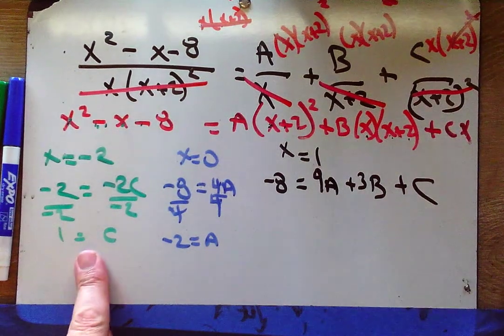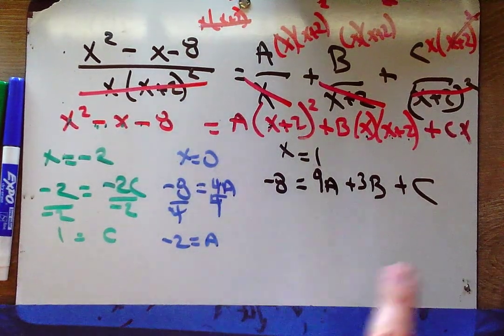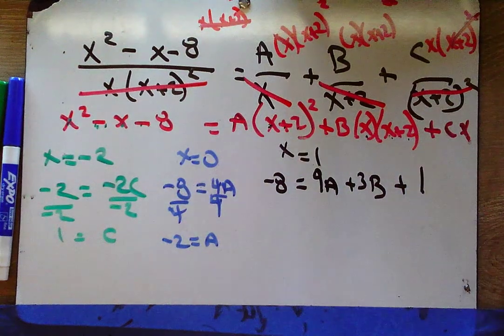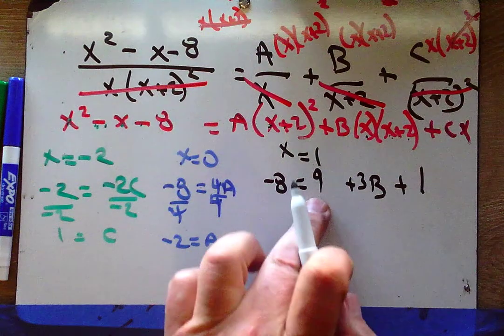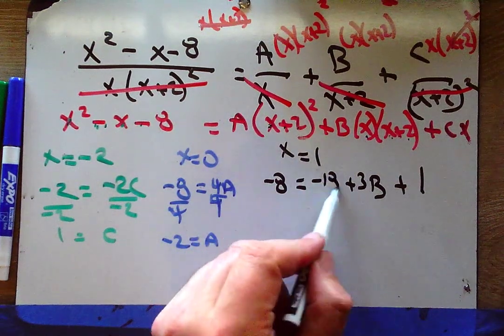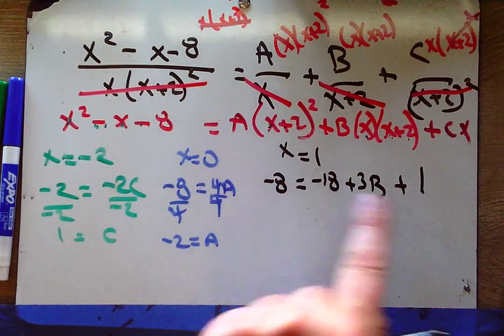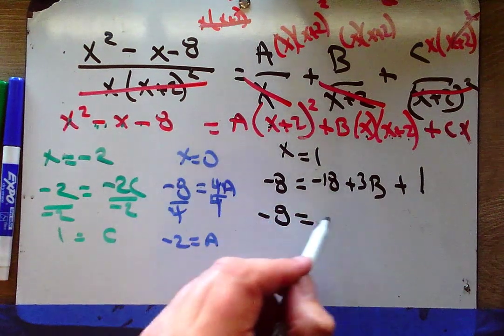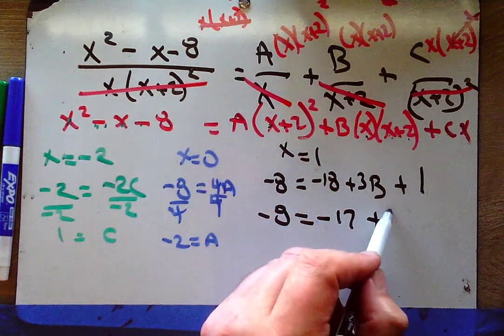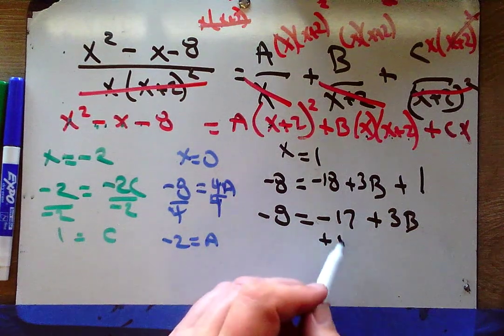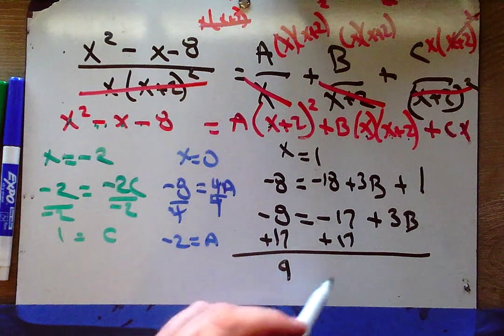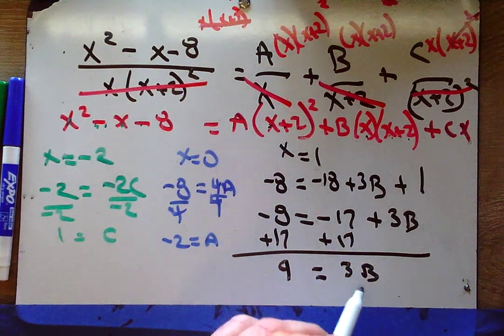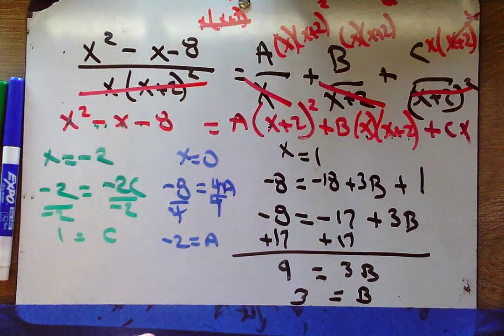Okay, well, luckily we know what c is, and we know what a is. So I'm going to plug a value in there, and here I'm going to plug in this value. So negative 2 times 9 is negative 18. I could combine like terms. Negative 8 equals negative 17 plus 3b, and then I'll add 17 to both sides. And what do I get? I get 9 equals 3b, or b equals 3. And that's great. I've got all three of my constants.